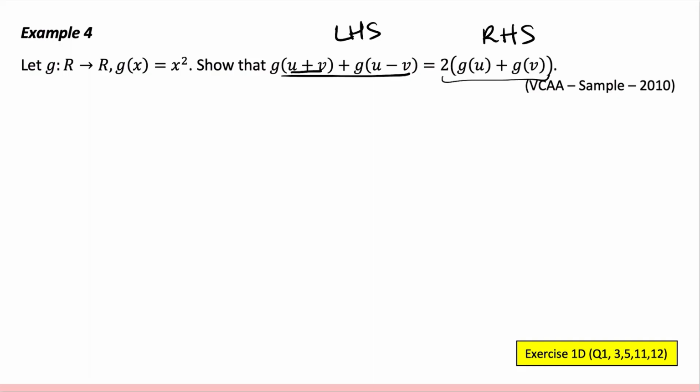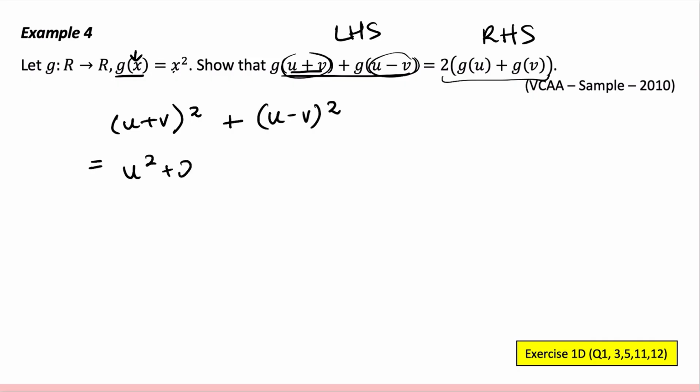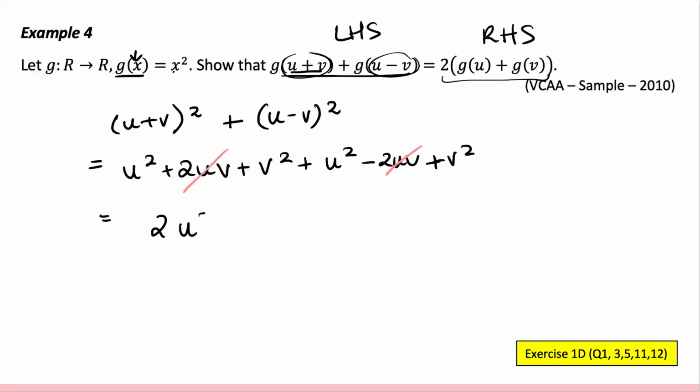All right, so g of u plus v means that I'm going to start writing the function of g, and wherever I see x, I'm going to substitute u plus v. So that'll be (u plus v) squared plus, now it's u minus v, so (u minus v) squared, and we can go ahead and expand that. And we can cancel out anything that we can. So that's 2uv minus 2uv. And so what you'll notice is we're left with 2u squared plus 2v squared, which is very nice.